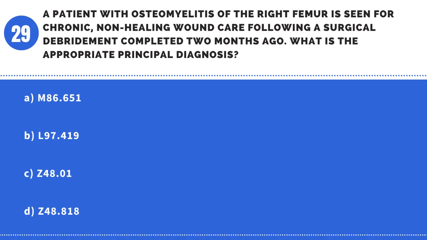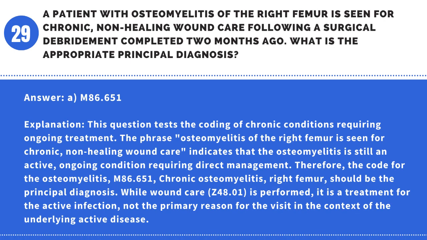Question 29. A patient with osteomyelitis of the right femur is seen for chronic, non-healing wound care following a surgical debridement completed 2 months ago. What is the appropriate principal diagnosis? A. M86.651. B. L97.419. C. Z48.01. D. Z48.818. Answer A.